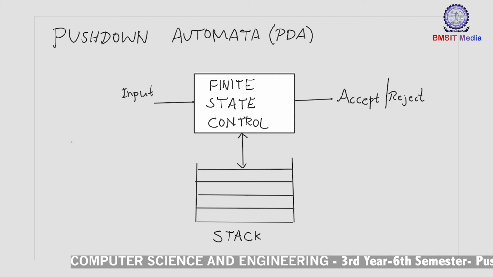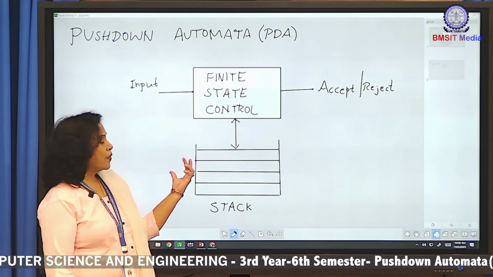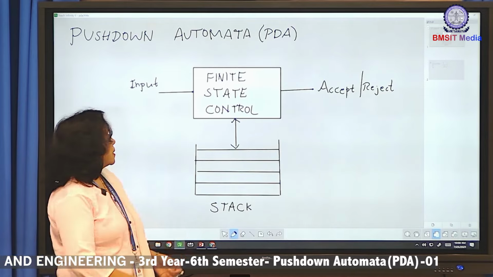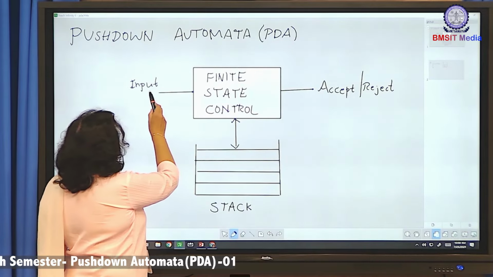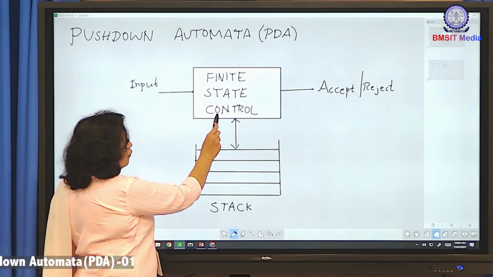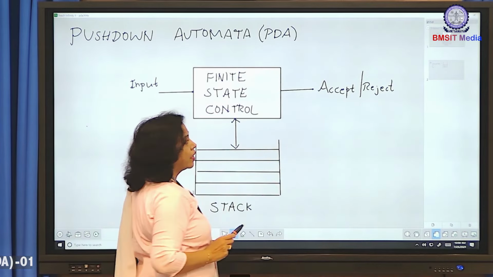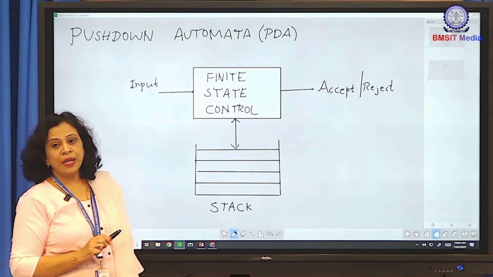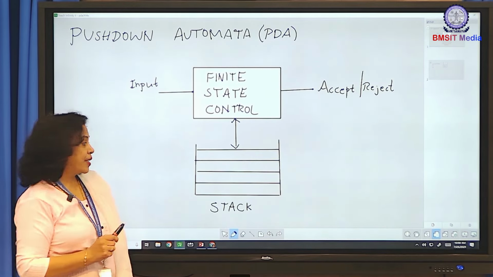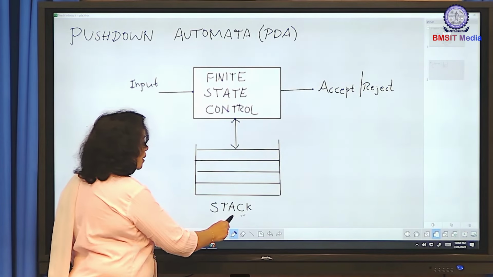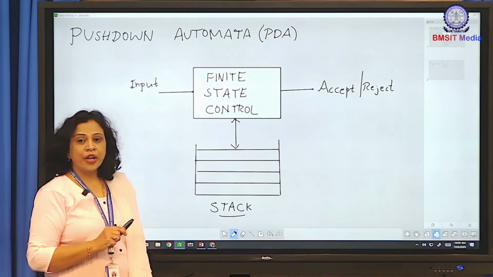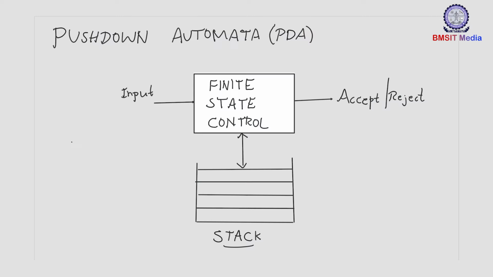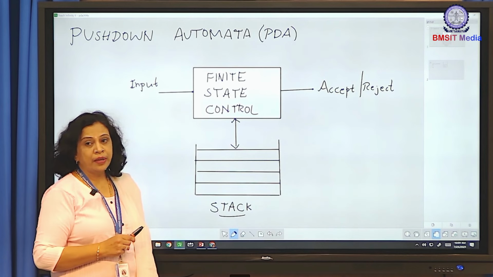So how does a PDA look? Let's have a look at this diagram. This PDA has a finite state control to which we give the input, and after processing, the PDA will give us the output. The output is either accepted or rejected, and the addition here is a stack. To the stack we are going to input or output symbols. That is the addition in a PDA.